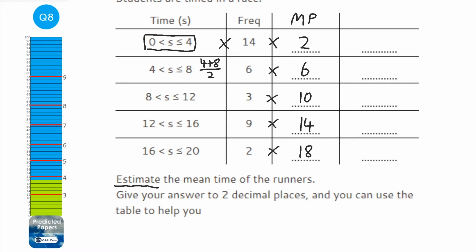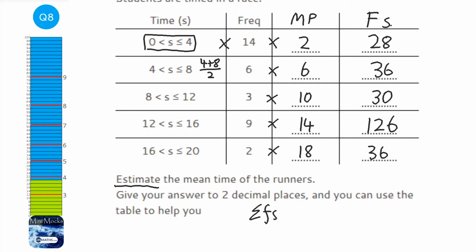So we do 14 times 2, which is 28, 6 times 6 is 36, 3 times 10 is 30, and then you can use a calculator for this, so 9 times 14, have an idea of what it's going to be. Hopefully it's 126, which it is, good. And 2 times 18, which is 36. I call this the fx, although in this case we are calling the first one s, so it's the fs column. And then we need to find the sum of the fs column.